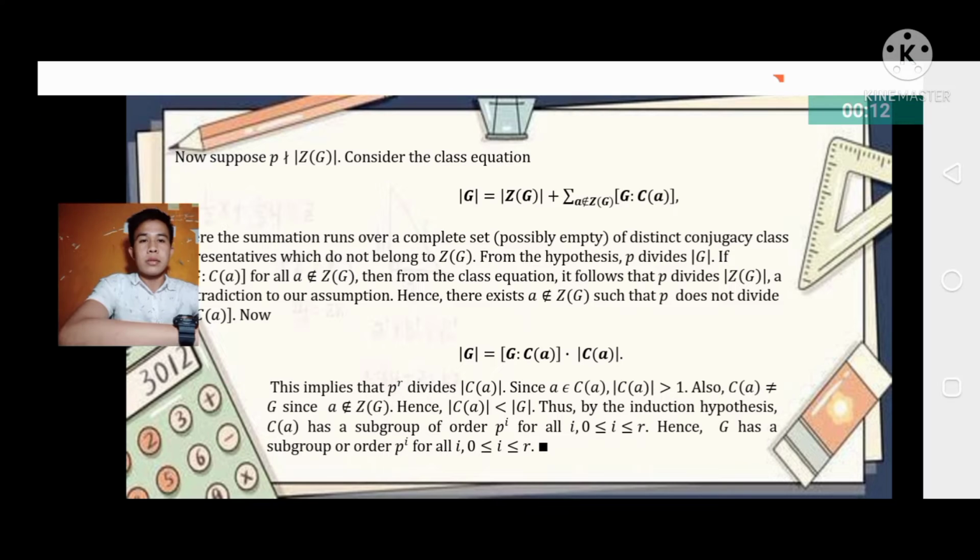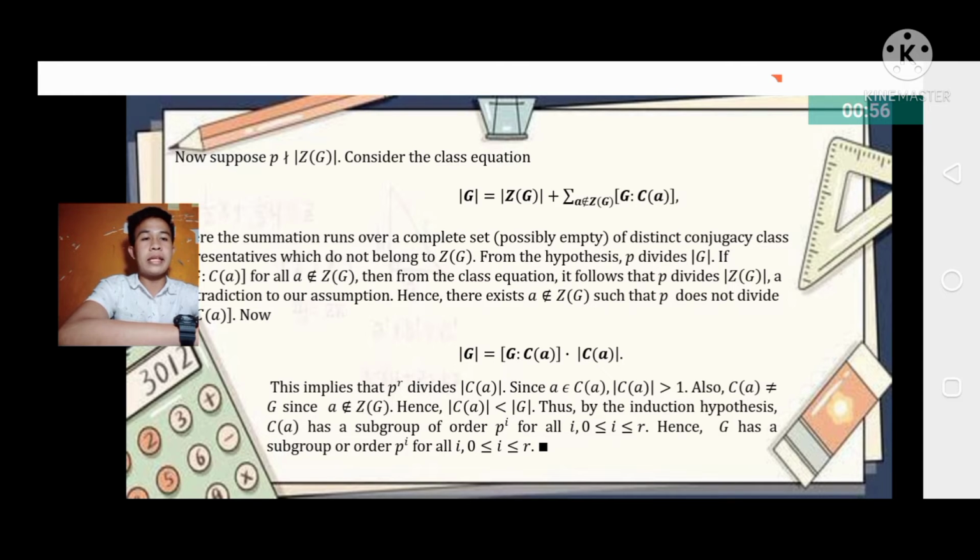So now, the order of the group G is equal to the index of the centralizer of a in G times the order of the centralizer of a. This implies that p to the power r divides the order of the centralizer of a. Since a is an element of the centralizer of a, the order of the centralizer of a is greater than 1. Also, the centralizer of a does not equal G since a does not belong to the center of the group G, hence the order of the centralizer of a is less than the order of the group G.